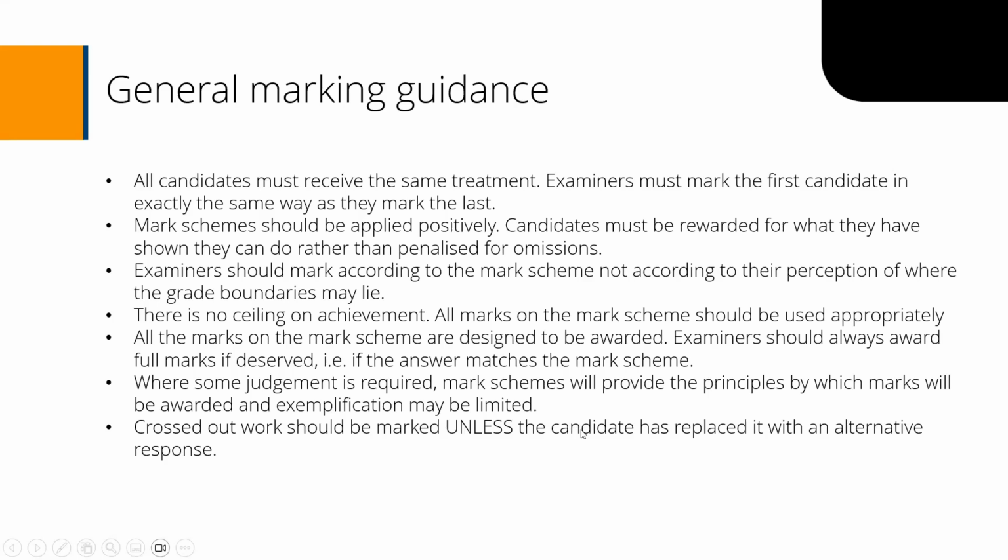Crossed out work should be marked unless the candidate has replaced it with an alternative response. Sometimes students do a calculation and then think, oh, I've got that all back to front. Scribble it out, try again. If they scribble it out so it can't be read, they can't get any marks for it. If they happen to get it right the first time and then incorrectly think it was wrong and redo it, they can still be awarded marks for work which has been crossed out as long as it can still be read and if it hasn't been contradicted by a subsequent part.